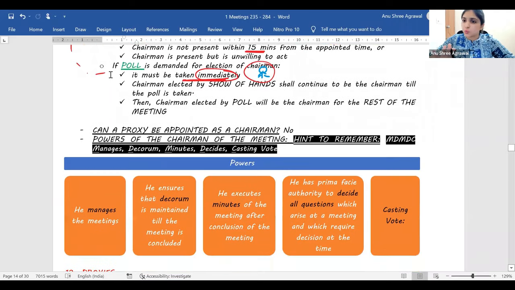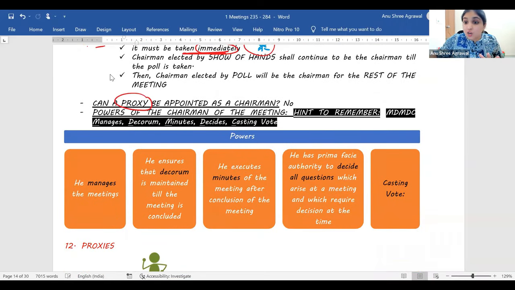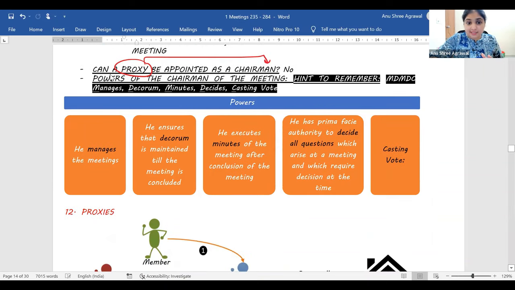Understood, guys? Everybody is thorough with this discussion also. Now, can a proxy be appointed as a chairperson? No, a proxy cannot be appointed as a chairperson.